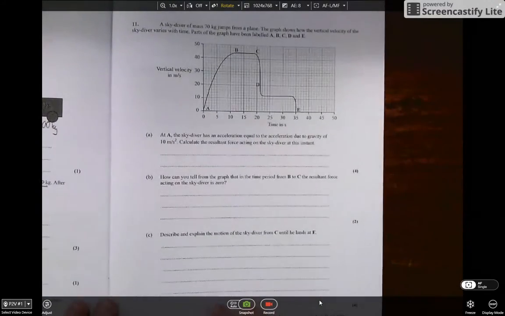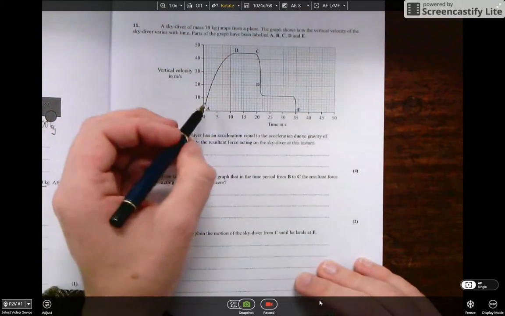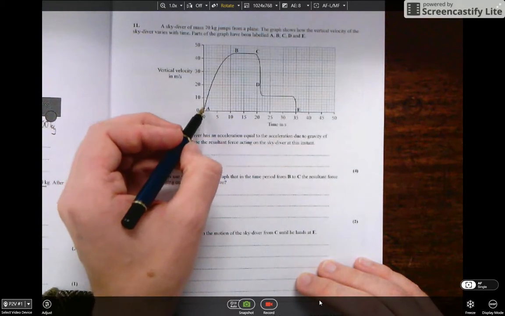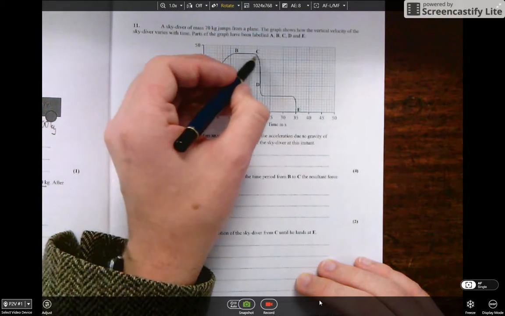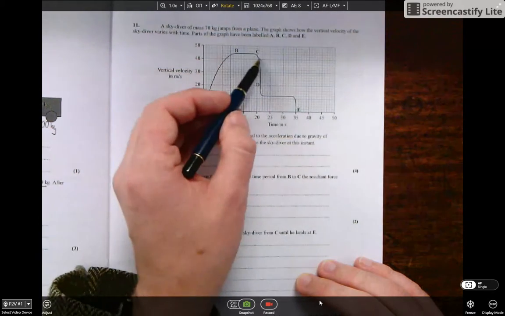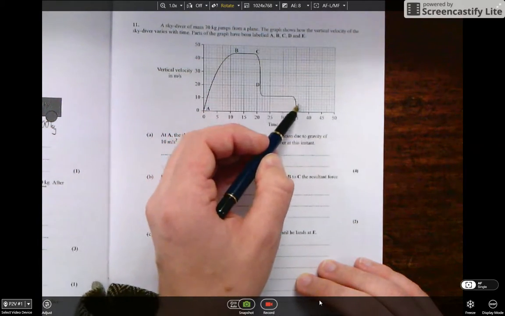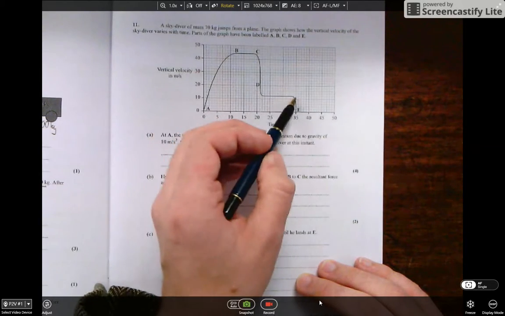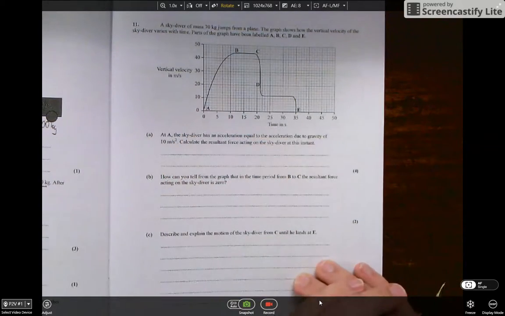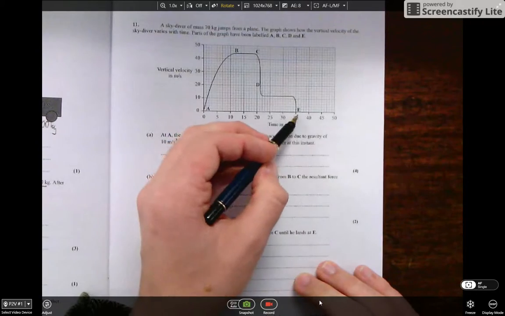In question 11, we've got a situation involving a skydiver of mass 70 kilograms. So we've got to figure out what's going on here. The vertical velocity is going up, and then it stops and stays at the same velocity for a while, and then it goes down and reaches a second lower constant velocity before he stops right at the end. So at the end, it's when he hits the ground.